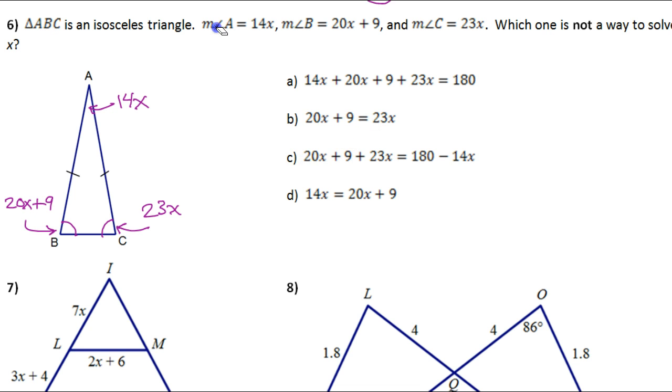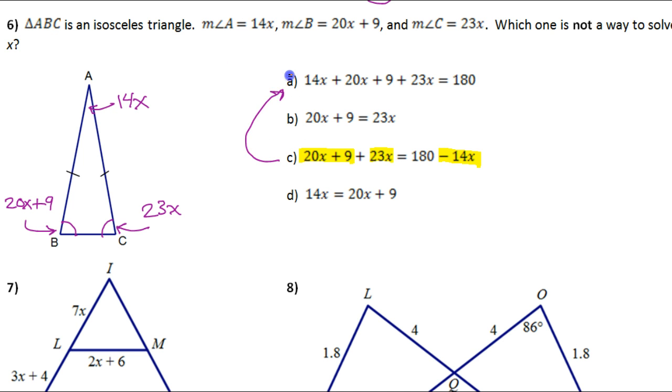Let's see what's going on in C here. We have the 20x plus 9, that's that angle. And then we have the 23x, that's this angle. And that's equal to 180 minus 14x. Okay. Well, that is the same thing as A.